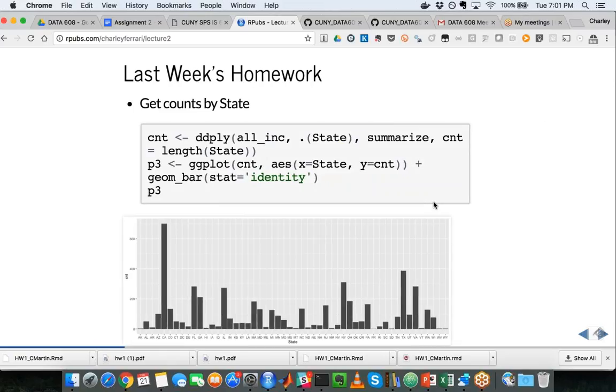And in terms of the first question, where we're just looking at counts of companies by state, this is fairly straightforward. I think everyone got this, something looking like this, where you're just looking at a bar chart. That's the best way to show something like this, where you're looking for essentially a summary of the data set.